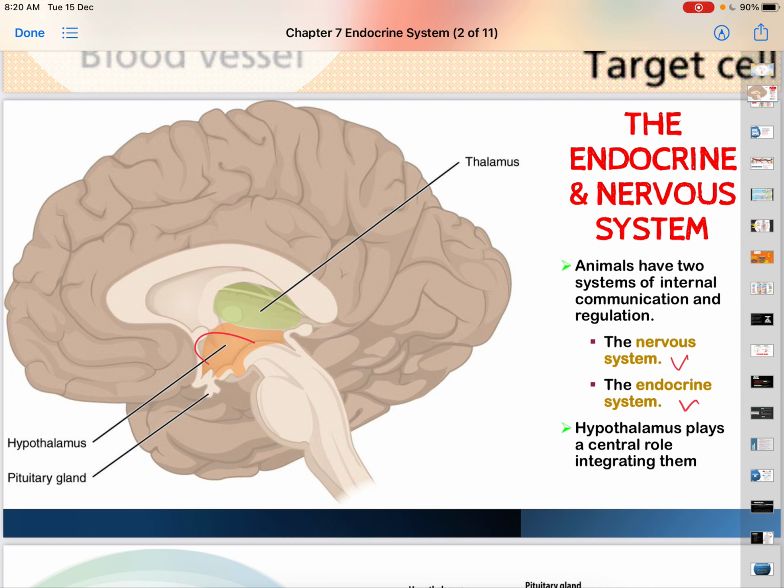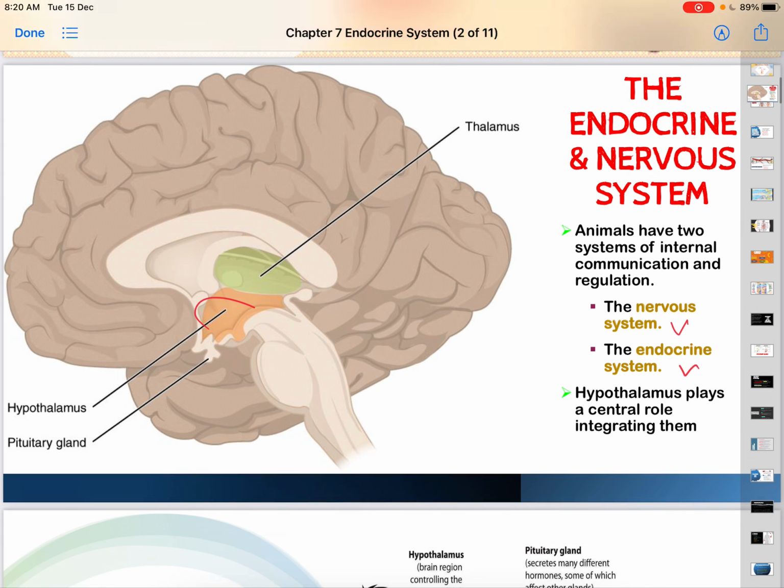So animals have two systems of internal communication and regulation, the nervous system and the endocrine system. And the hypothalamus, which is located in the middle of your brain, plays a central role to integrate between the nervous system and endocrine system.